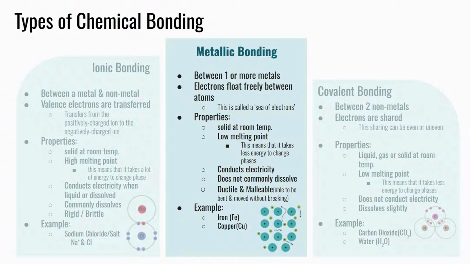Metallic bonding occurs between two metallic ions and is special as electrons float freely between ions, creating a sea of electrons. Well, what's so special about metallic bonding? I mean, it has all these distinct properties. It's shiny, conductive, solid, and able to be manipulated. Well, let's talk about it.